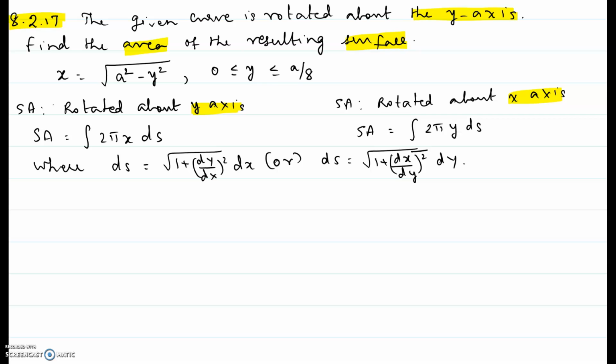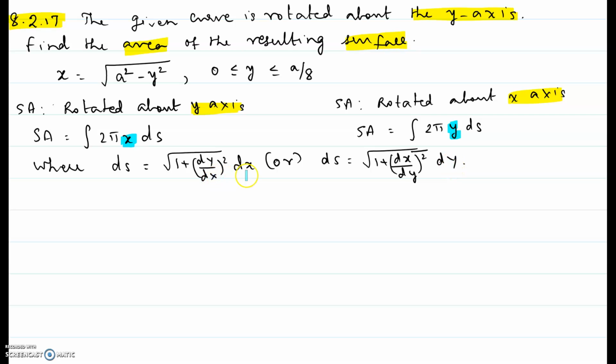Recall the two formulas that we did for surface area. If the curve is rotated about the y-axis, you have surface area equal to 2 pi x ds. If it is rotated about the x-axis, you would use 2 pi y ds, where ds is the formula for the arc length, which is the square root of 1 plus (dy/dx) squared dx, or the square root of 1 plus (dx/dy) squared dy.